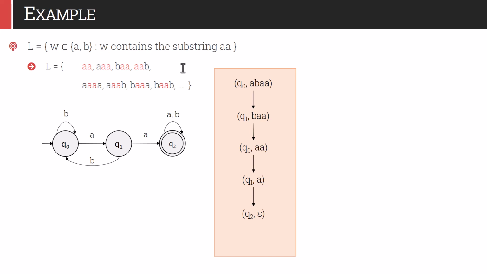So Q2 is right now a final state. It says that the string is accepted. This is a valid string, or the string belongs to the language. Let us consider now an NFA for the same language.